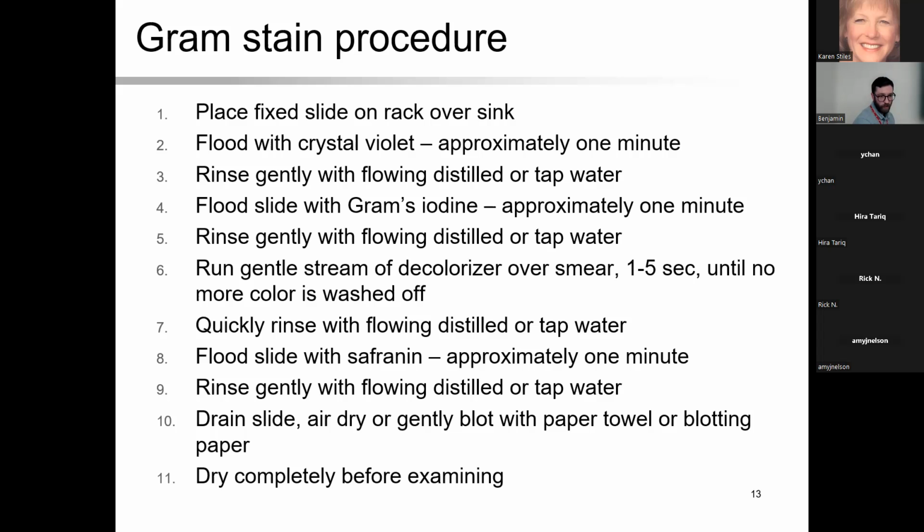You're going to rinse it again, and then you're going to let it dry with any of the methods that we just talked about. Oh, sorry, no. You're going to let this one air dry, or you can take a little paper towel and just blot it off if you're tight on time. But you do want it to be dry before you run it under that oil.